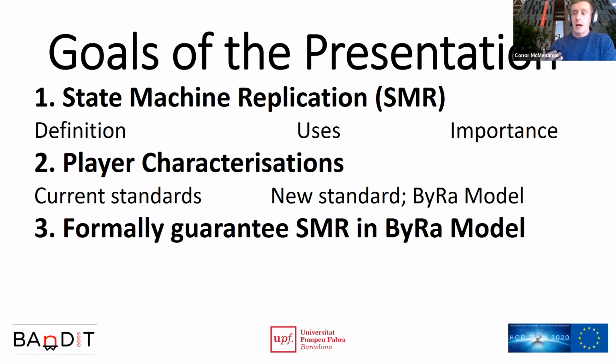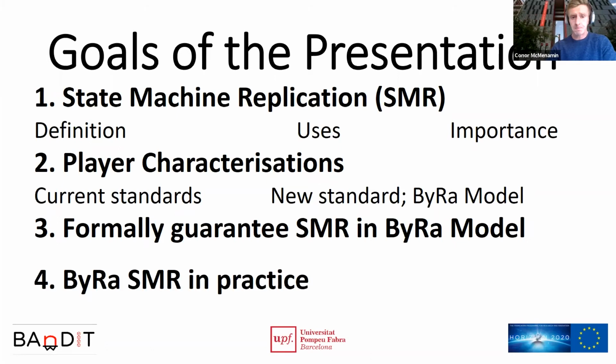Obviously, in this new model, all of the current proof methods for guaranteeing SMR protocols, the protocols that underpin cryptocurrencies, none of these proofs make sense anymore, because they all depend on these honest players that we argue we can no longer depend on.